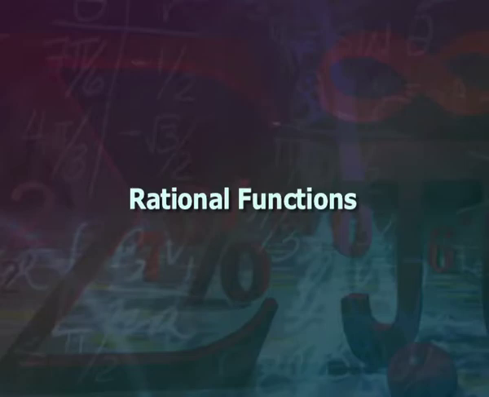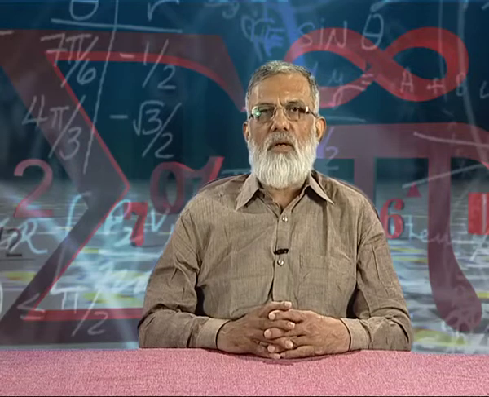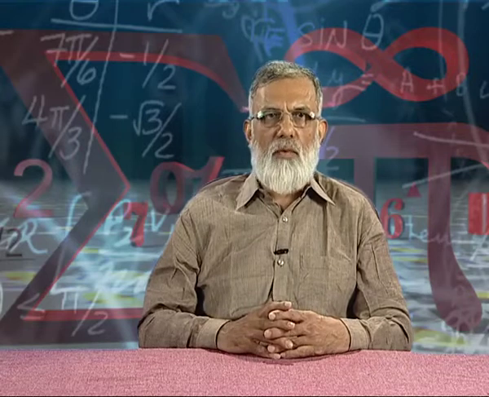Rational functions. A function of the type y equal to (1 plus x square) divided by (1 plus x square plus x cube), wherein y is given as a ratio of two polynomial functions, is called a rational function. If nothing is mentioned, it is supposed to be defined on the set of all real numbers minus the set of real numbers where the denominator polynomial is 0.